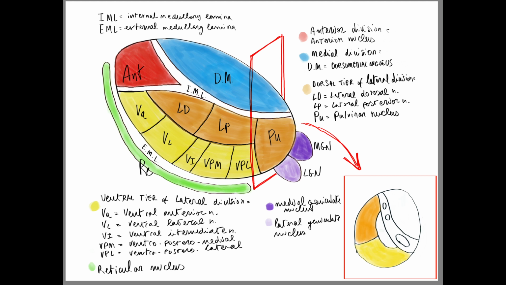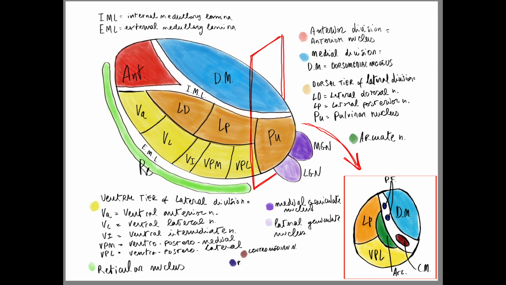The lateral divisions and the dorsomedial nucleus are coloured as before. The dark green semicircle is the arcuate nucleus. The 2 smaller circles we colour blue. They are the parafascicular nuclei. The large circle in burgundy is the centromedian nucleus. The parafascicular and centromedian nuclei together are known as the intralaminar nuclei.